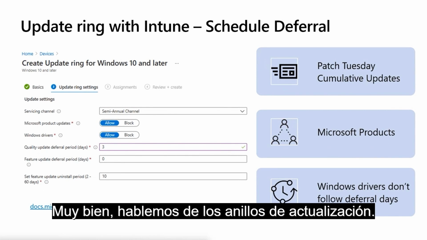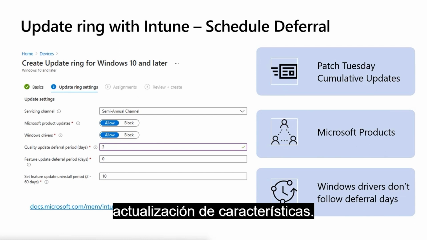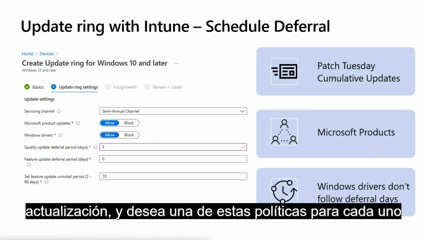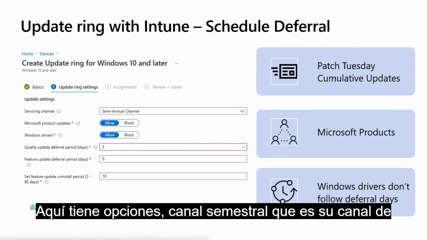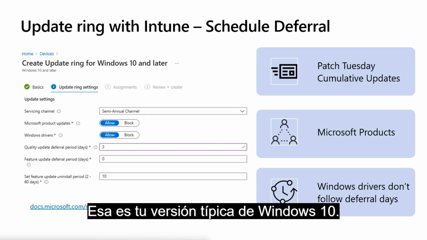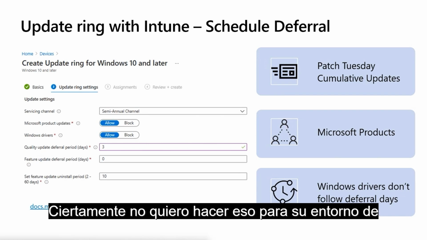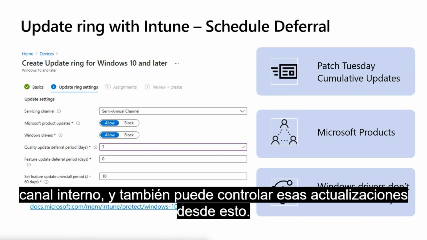All right, let's talk about the update rings. We just finished talking about that brand new feature update policy. Now we're talking about the second policy called the update rings. And you want one of these policies for each one of your groups. So you have choices here. Semi-annual channel, that's your servicing channel. That's your typical version of Windows 10. You can also select Windows Insider channels as well. Certainly don't want to do that for your production environment, but it's always great to be able to have maybe a small group that's on that Insider channel, and you can control those updates as well from this.